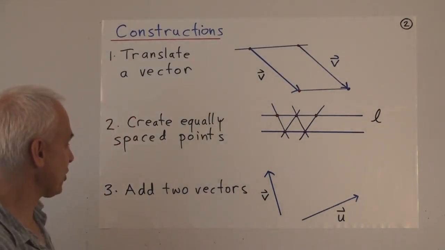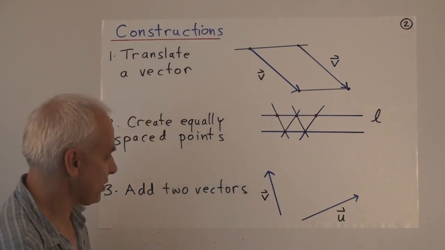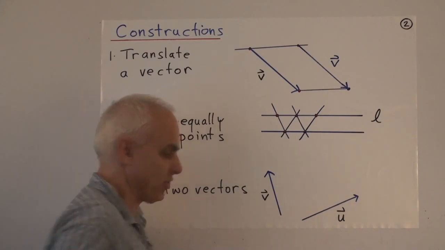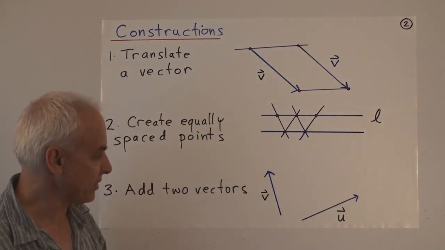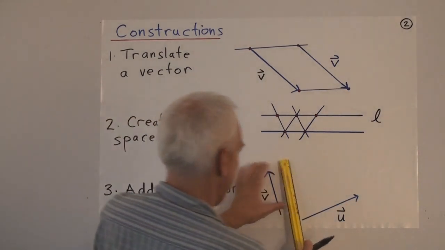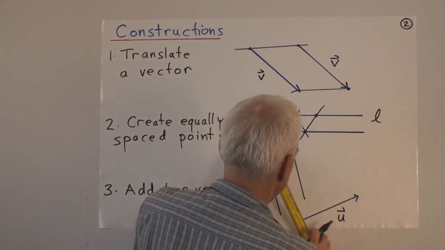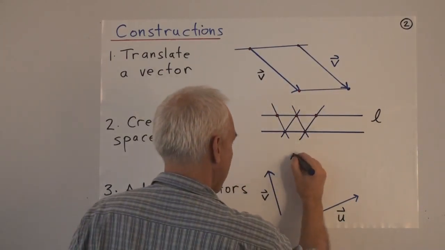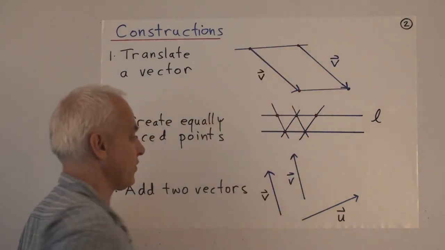Now our third construction, a very important one, is how to add two vectors. We've seen this before, so here's a vector v and here's a vector u, but let's just make sure that we know how to do that. So how do we add those two vectors? Well, instead of using those two vectors, let me draw a separate diagram. So I'm going to draw another vector here. And so I'm translating this vector there using that first technique.